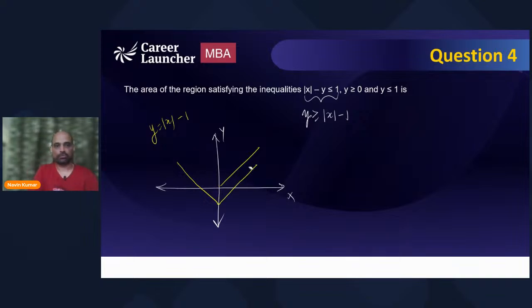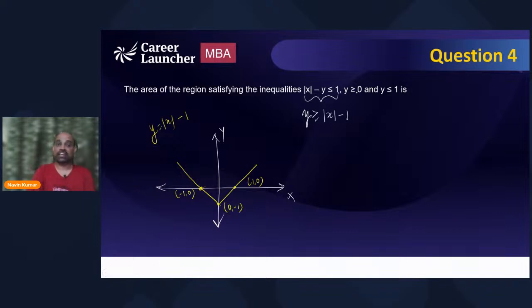So we can remove this part. That tells us that this point is now going to be 0, -1. And since these are equally inclined, this point is going to be 1, 0, and this point is going to be -1, 0. Okay, so we are done with this.